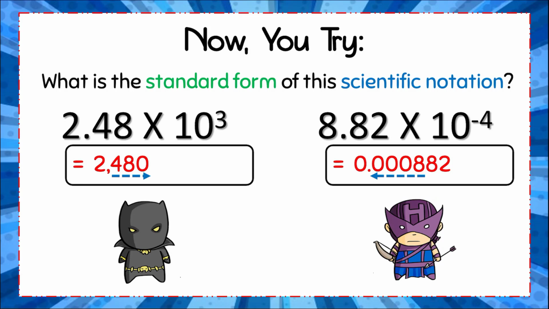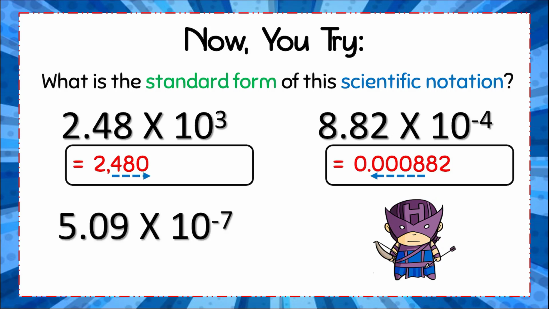And let's go for the Black Panther here. Or Batman, I'm not sure. Now let's see. This is a negative exponent. Now, will a negative exponent get a big number or a small number? Small number. Very good. So it will be counted to the left. How many places?